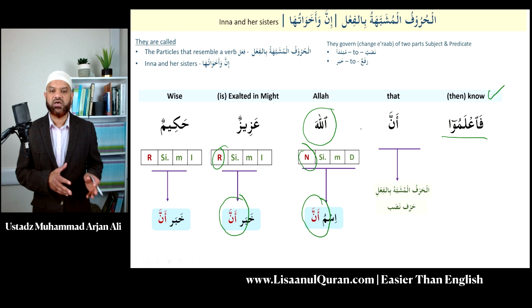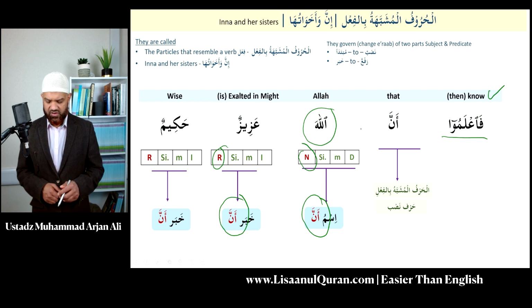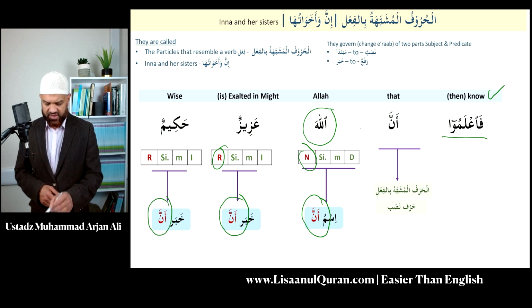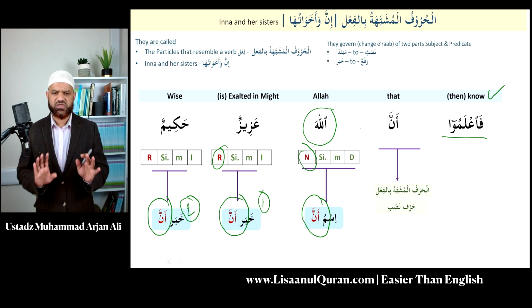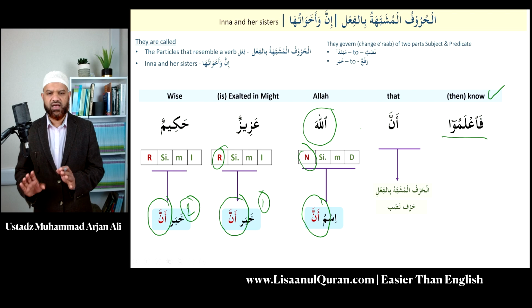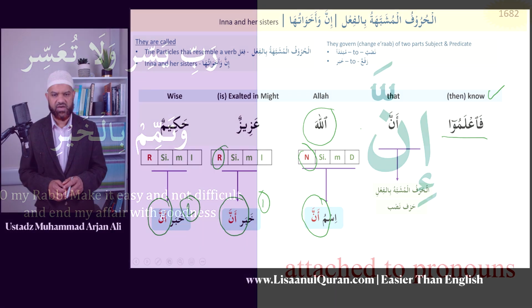Of course, Hakimun here is a second khabar, which we've seen examples of before, and that is also Khabaru Anna. So khabar number 1 and khabar number 2. And of course, come together, they will make our sentence. So again, you can see there is no difference between Inna and Anna in terms of the grammatical impact.